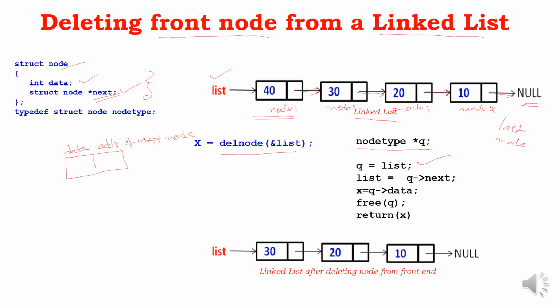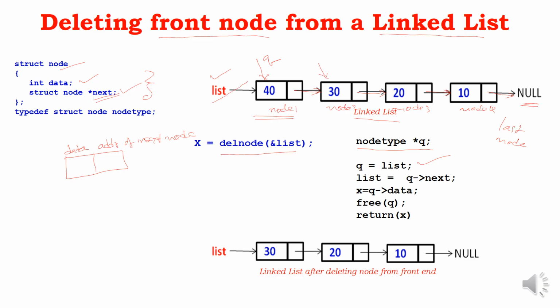Already list is pointing to the first node. Now q is also pointing to the first node of the linked list. We want to delete the node with information 40, so we assign a pointer pointing to the node to be deleted. Q is list, that is the first node. I want to delete this q node, and if you delete this node, 30 becomes the first node of the linked list. So you move the name of the linked list to the next node.